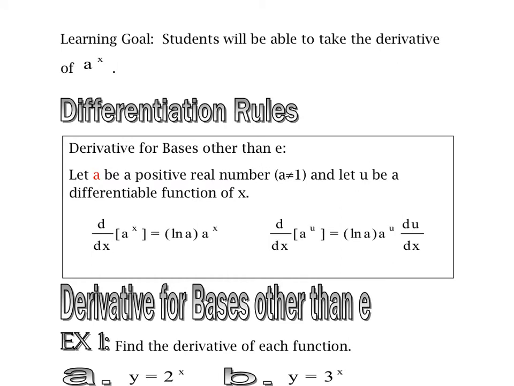So, I'm going to show you a quick little proof as to what the derivative of a to the x is. Here's the rule for it. When you take the derivative, it ends up being just the natural log of whatever your base is times a to the x, and then of course times du or dx if you have to apply the chain rule.